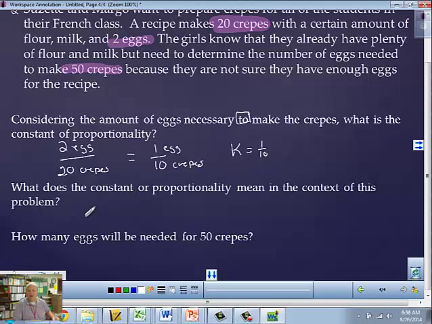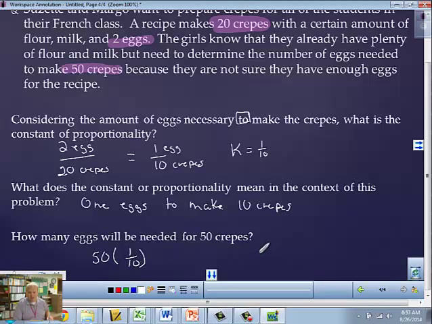What does this mean? Well, we've already talked about this. This means that I need 1 egg to make 10 crepes. Okay, well, I want to know how many eggs I need to make 50 crepes. Well, remember what we did before. I took 50 times, because this is my crepes, 50 times 1/10. Okay, and I'm going to multiply it out.